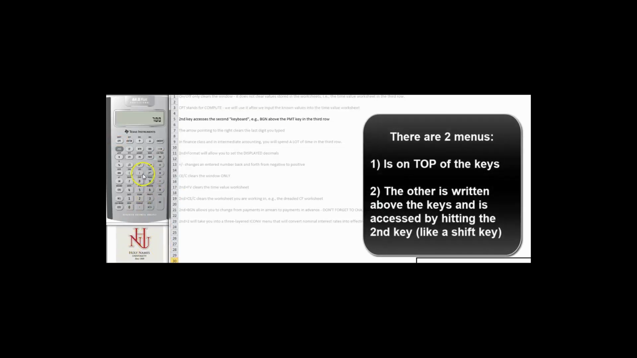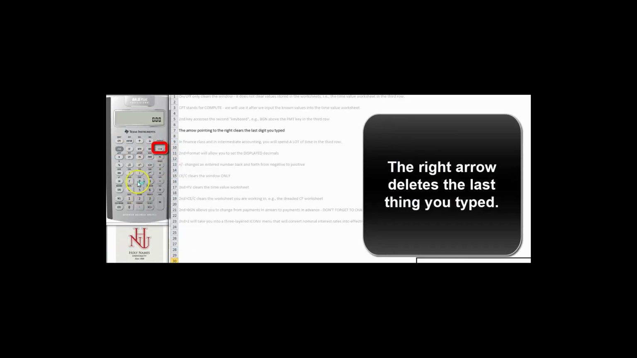There are 2 menus on our calculator. One menu is on the keys themselves, but above the keys is a second menu, and you access that with the second key. For example, second begin will allow us to tell the calculator whether we receive the payments at the beginning or at the end of the periods. Second quit will allow us to quit that function. So hit second, like a shift key, and then whatever function you want to access after that. This arrow here is like a backspace key. It'll erase whatever you last typed. So if you wanted to type in 889 and you typed 888, you can hit that and erase the last thing that you typed.